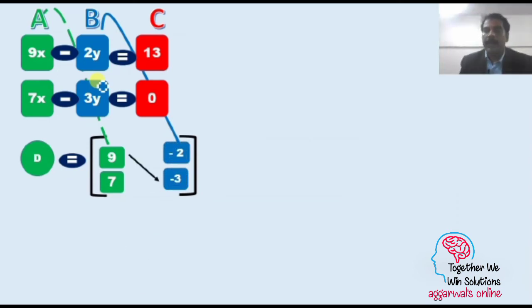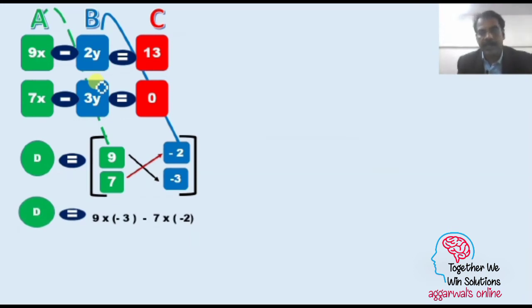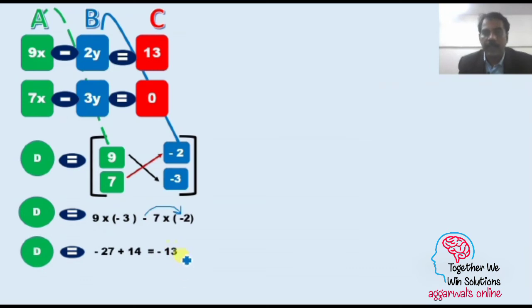Now we'll apply the formula: product of the primary diagonal minus product of the secondary diagonal, that is 9 into minus 3 minus 7 multiplied by minus 2, as per the given formula. 7 is already given there, multiplied by minus 2. Solving it, we'll get 9 3s are 27, plus into minus, that will become minus 27, and minus into this minus will become plus, and that is why it will become plus 14. So minus 27 plus 14 will give us minus 13. That is the value of D.